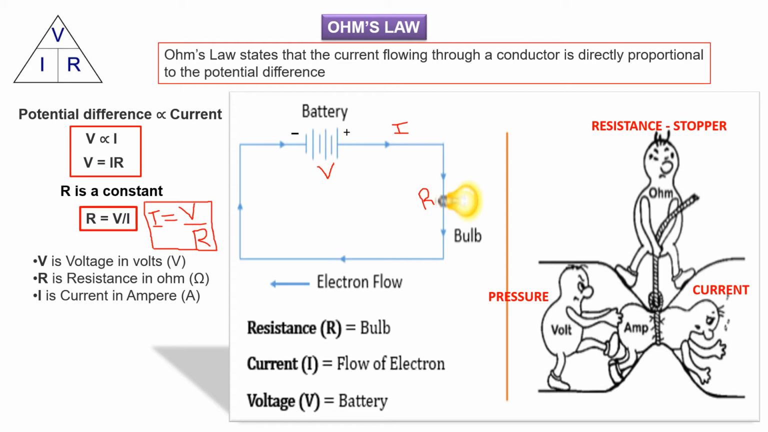The same thing can be represented. You can change the formula, right? In a different form you can write it. R is equal to V by I. See, so many ways we can write it. So V is equal to what? V is equal to I into R. Clear? So many ways you can write the formulas.